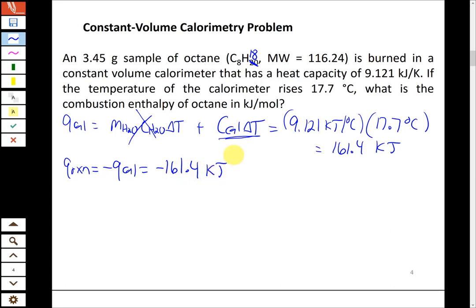But as we also talked about last time, we don't want to stop here. Another common mistake people make is to stop here and just say, oh, there's my delta H, done. But this is the amount of heat that was released for 3.45 grams. This is delta H, but it represents the delta H for 3.45 grams of octane.